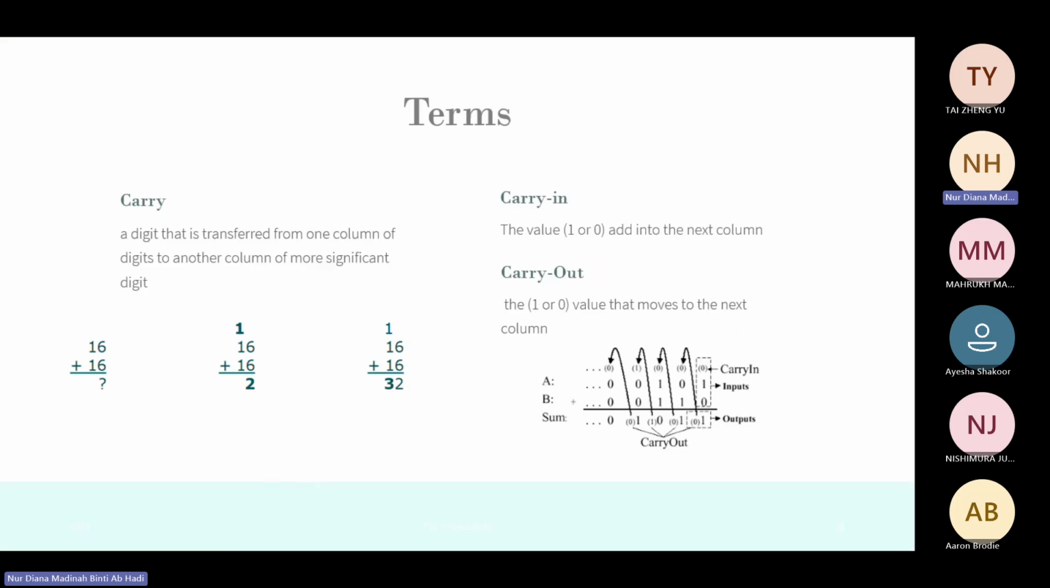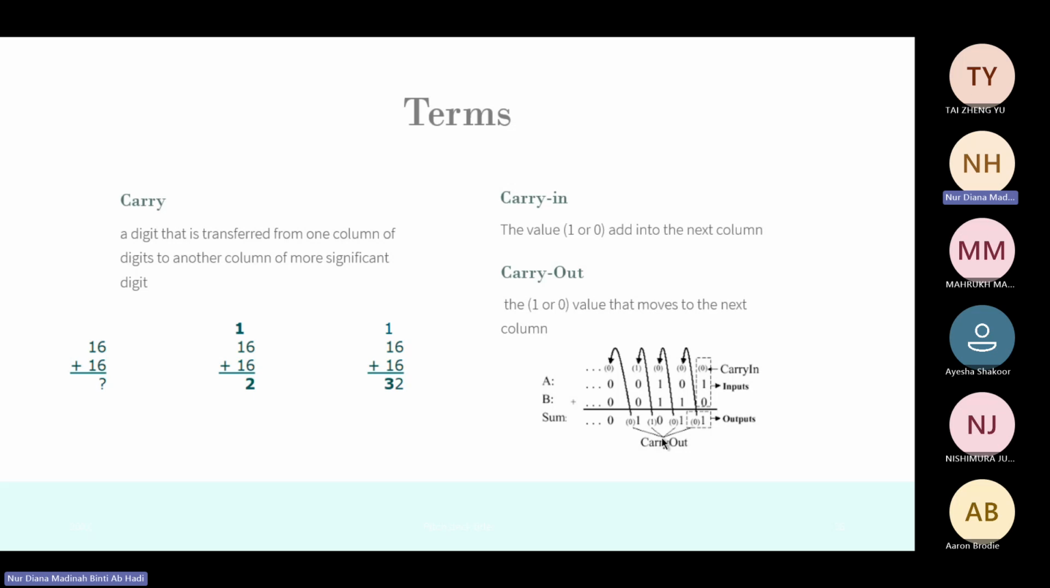So before we go any further, I want you to understand the terms that we will use later. Carry is the main term, but the carry can be divided into two parts, which is carry in and carry out. When we talk about carry, it is actually a digit that transfers from one column to another column for more significant digit. The first one is the carry in, where the value 1 or 0 would be added into the next column. Carry out is the value that moved to the next column.